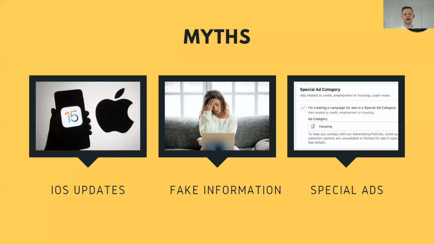Give them a reason to actually give you real information, and they will. Now, the final thing is a special ads category. What that is, if you guys don't know, is that because real estate ads relate to housing, there's a special category that you have to place your ads in, which limits your targeting. Because of that, you cannot target age, you cannot target gender, and a few other targeting options as well, depending on your country.